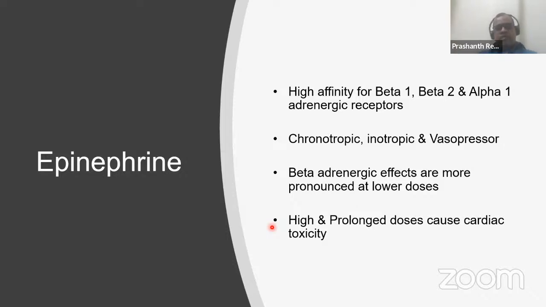Apart from that, epinephrine is the preferred agent during cardiopulmonary resuscitation. 1 mg doses are given every 3 to 5 minutes during cardiopulmonary resuscitation. It is also the agent of choice in anaphylactic shock because it has good, potent beta 2 action, which leads to good bronchodilation and decrease in laryngeal edema, and maintains the pressures. So it is the preferred agent whenever there is anaphylactic shock.